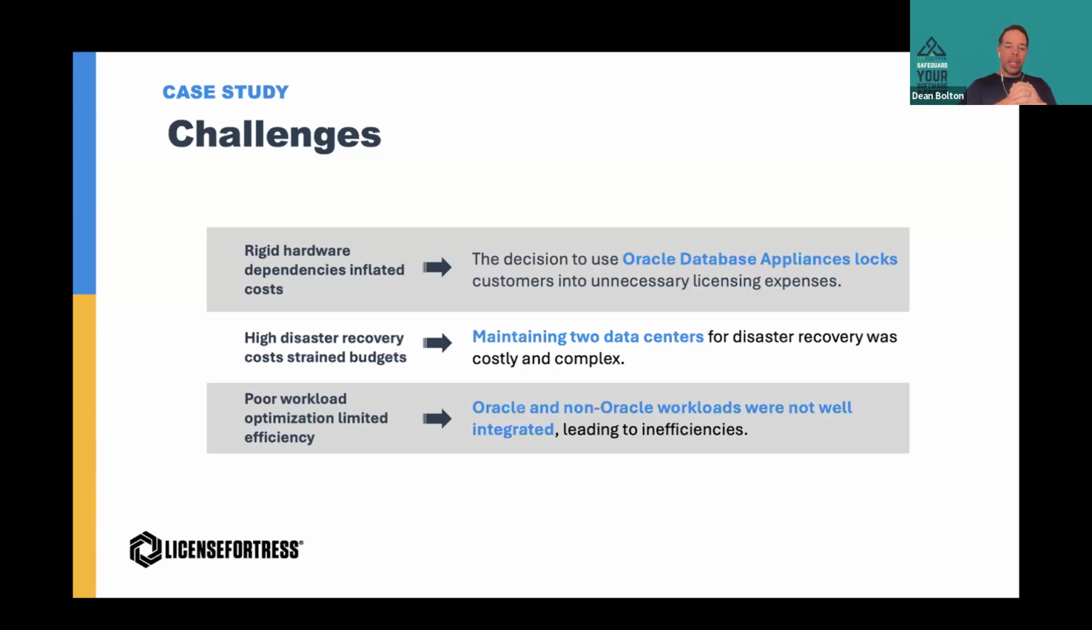And they had Oracle and non-Oracle workloads that were not well integrated. And by that I mean, they had these 2 physical systems that were running Oracle. Everything else they were running was on VMware, and they had different operational processes for disaster recovery between the two. Basically, they had the Oracle workload siloed because of the licensing and just physical challenges that they had in place.